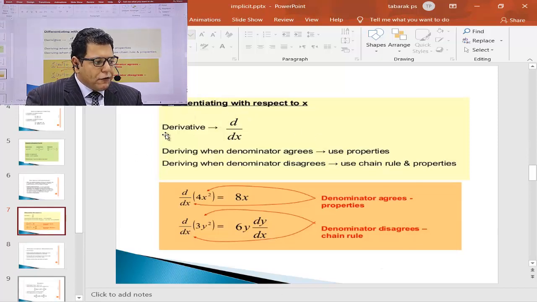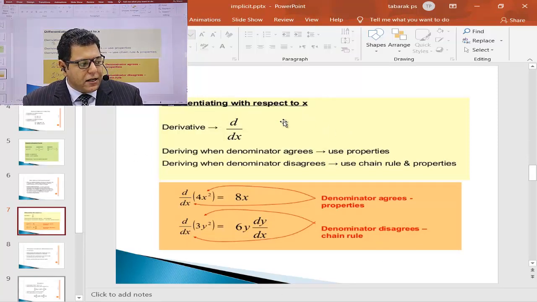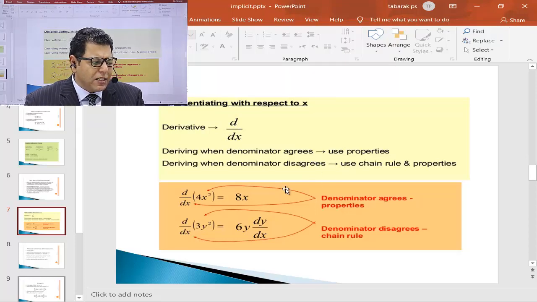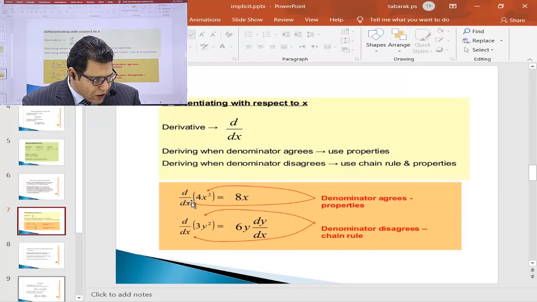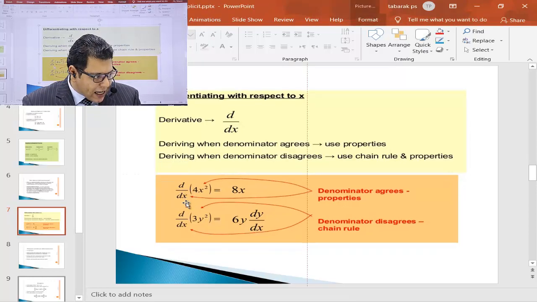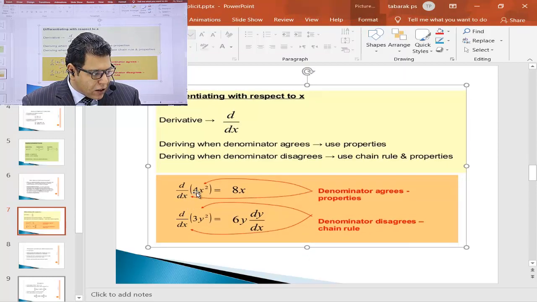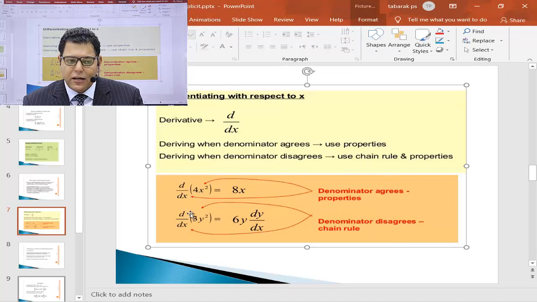Differentiating with respect to x, the derivative is written d with respect to dx, or d over dx, or d by dx, where the variable matches the denominator. What's the meaning of that, mister? For this example I have d by dx of 4x squared. I have to compare the variable with the denominator. I want to differentiate with respect to x, and the function contains x, so the denominator agrees. So I can differentiate normally.